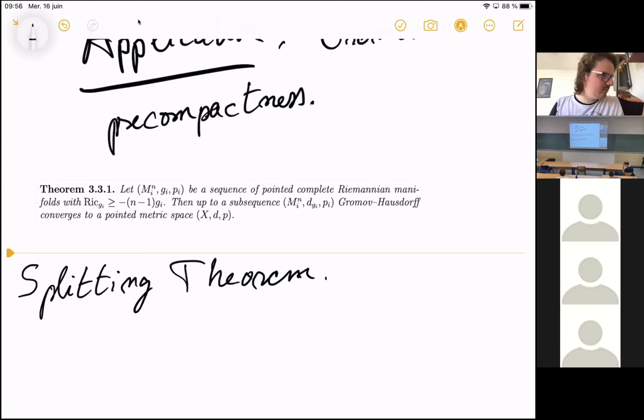And so we will give the statement and the proof of the splitting theorem, which is one of the biggest tools in the study of non-negative Ricci curvature, and especially when you try to have a normal splitting theorem, it becomes very useful.